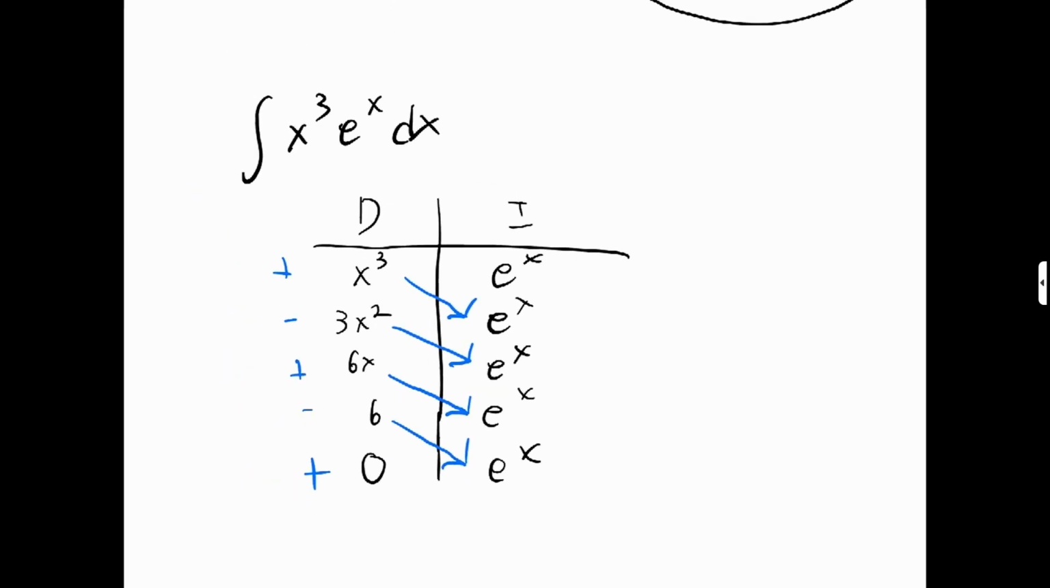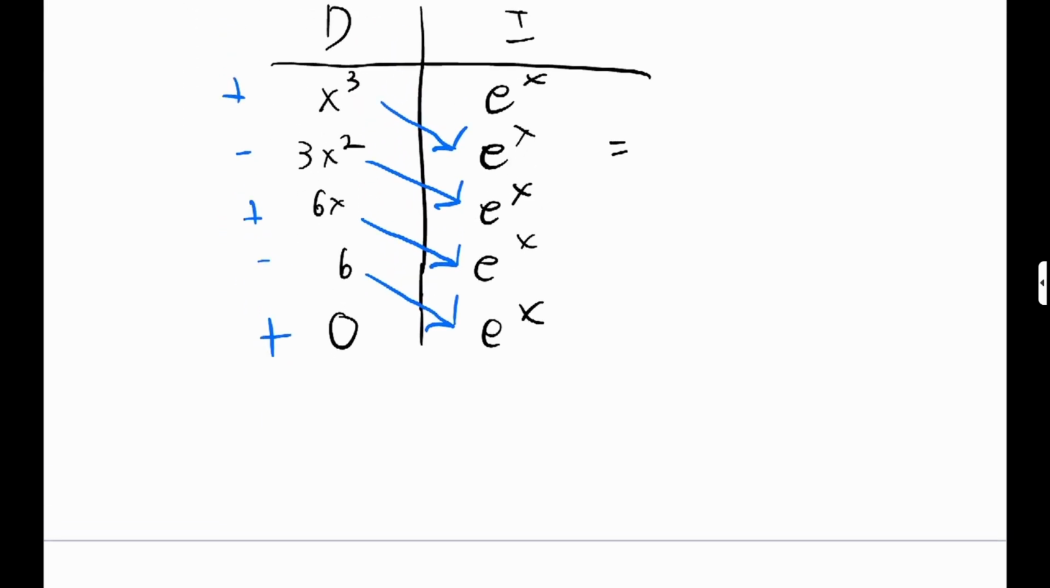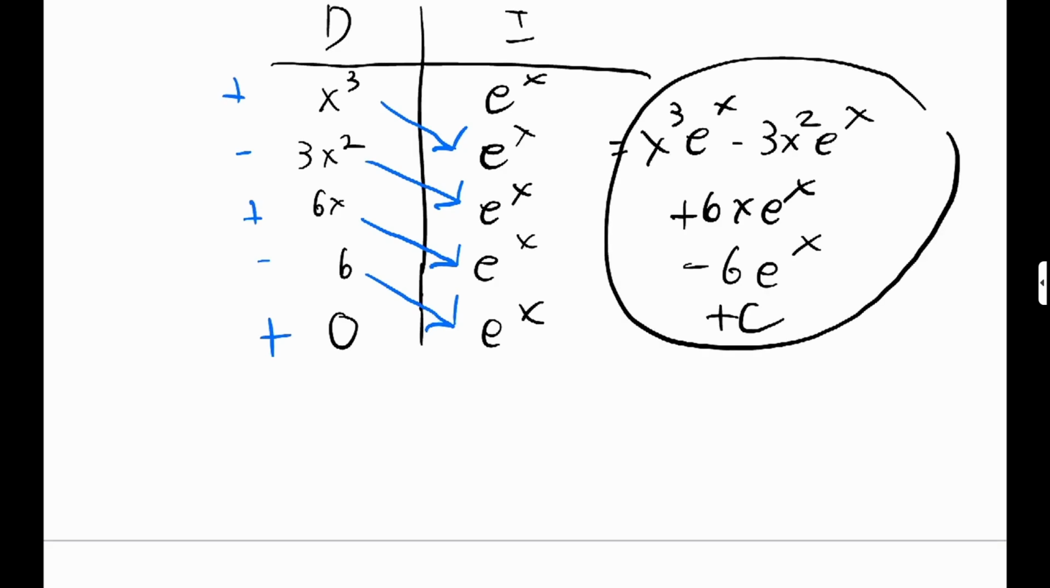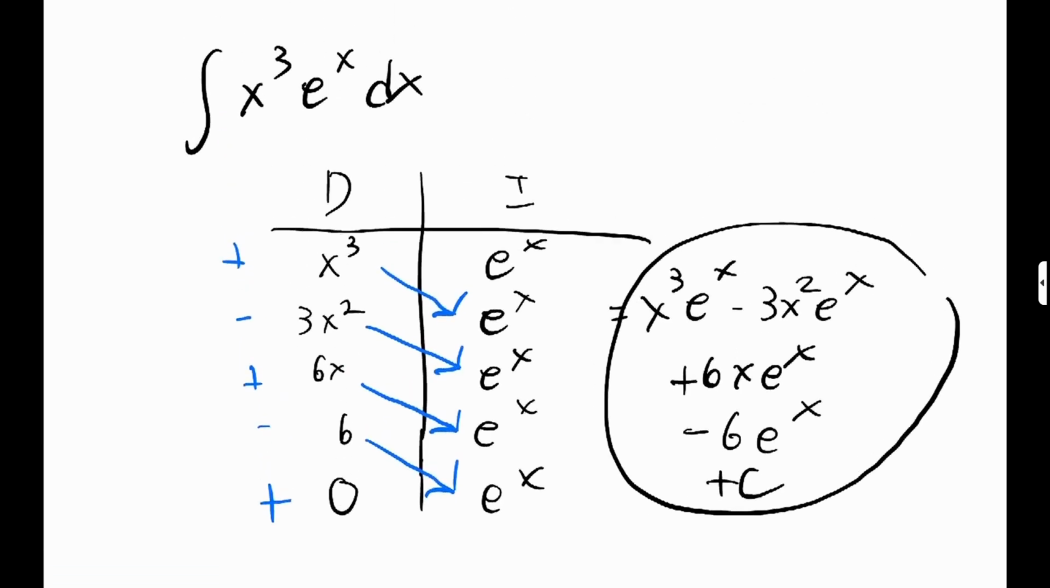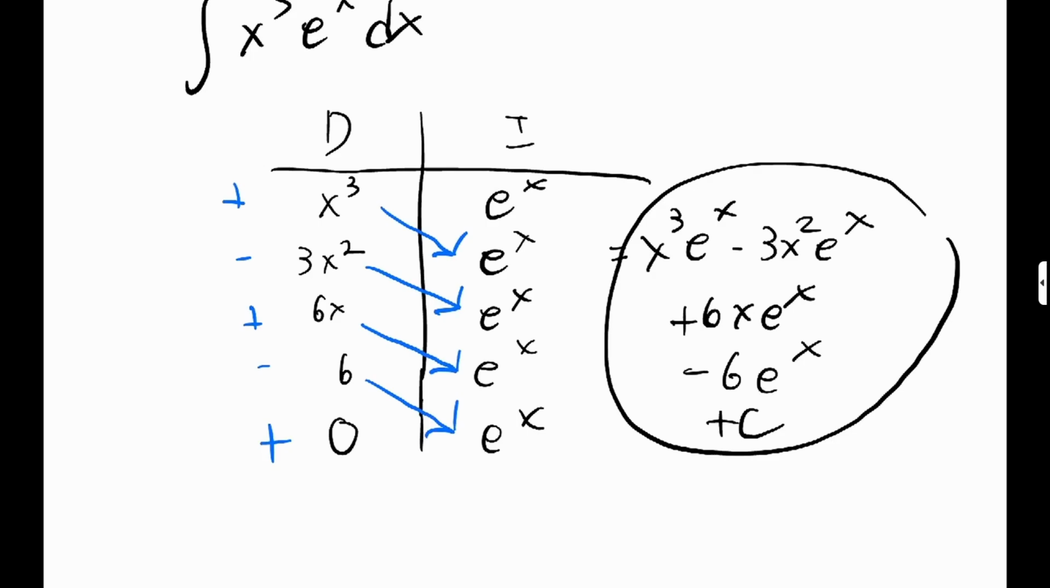So now we can do our little steps. So x cubed e to the x is the first diagonal. It's going to be minus because of that. So minus 3x squared e to the x plus 6x e to the x minus 6e to the x. And we're done. That's it. We have a plus c, and that's it. Nothing more to be done. Took like 2 seconds, guys. So easy. All right.